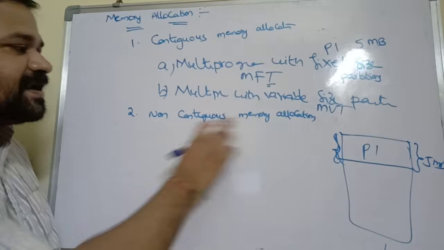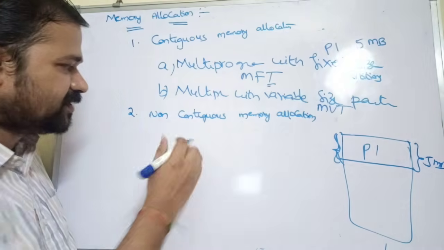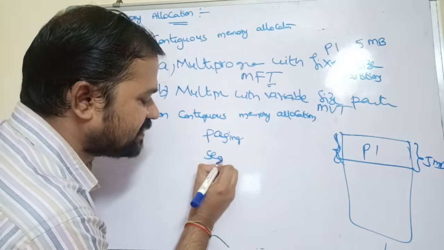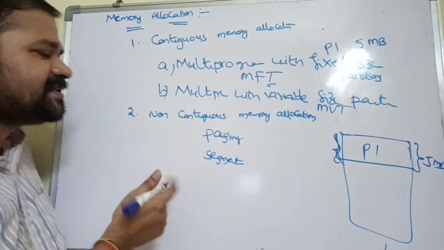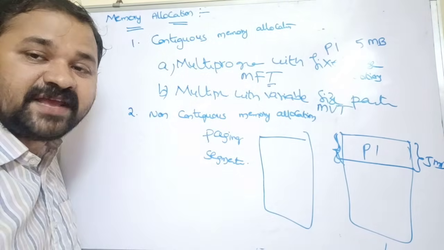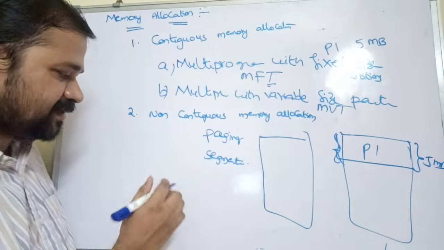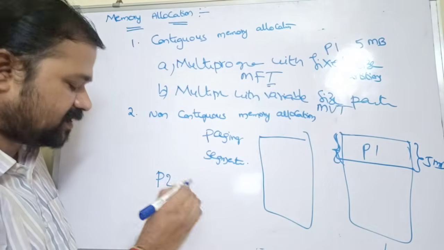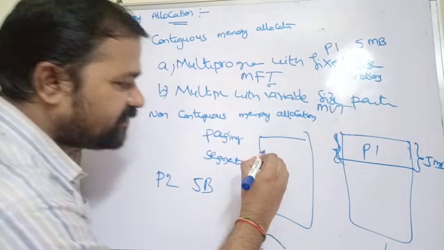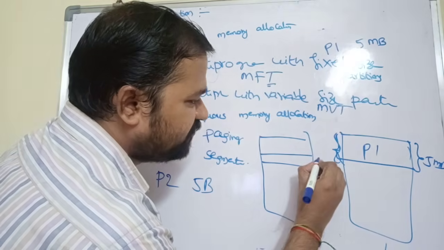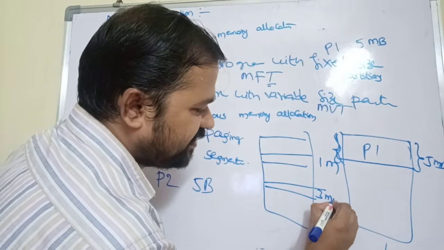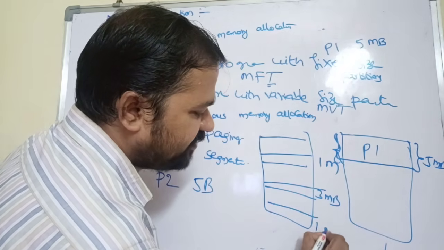Okay. And the second approach is non-contiguous memory allocation. The best examples for non-contiguous memory allocation are paging and segmentation. So here non-contiguous means whenever there is a free space, we can store the process in that free space. Let the name of the process be P2, whereas the size of the process is 5 MB. Let we have 1 MB free space here, 3 MB free space here, and 1 MB free space here.